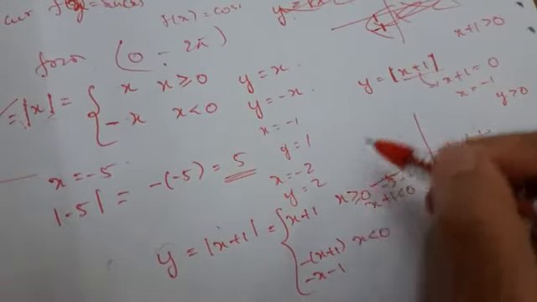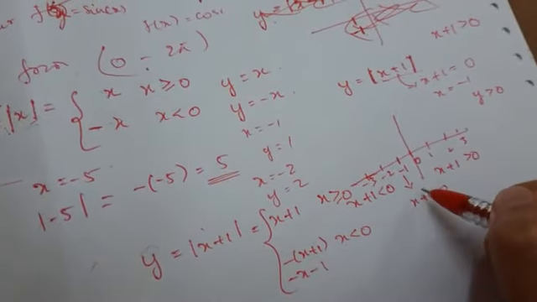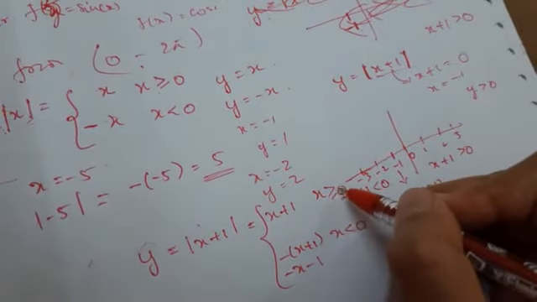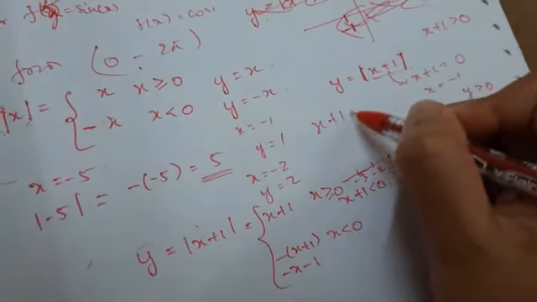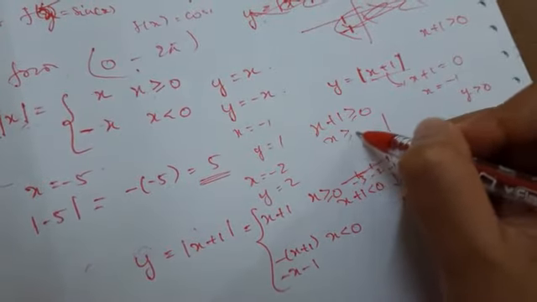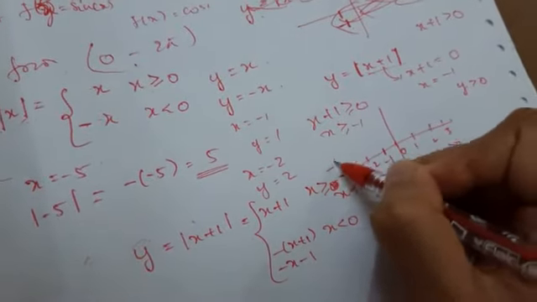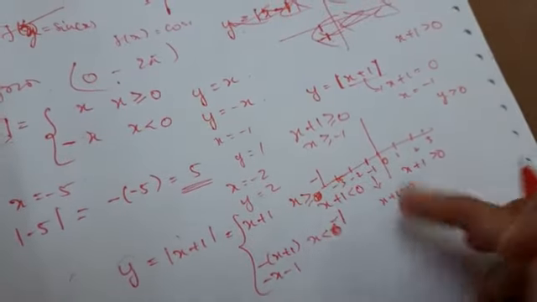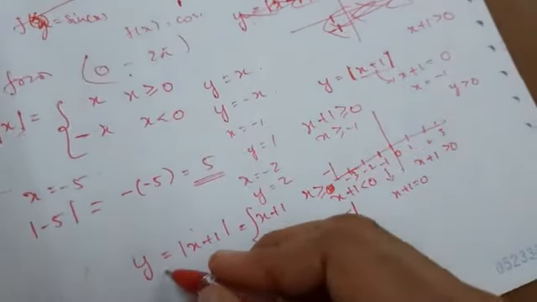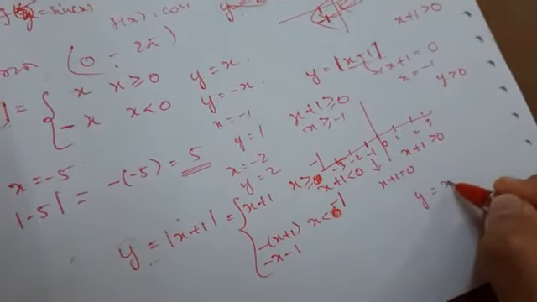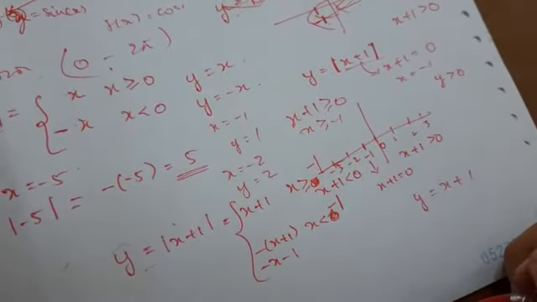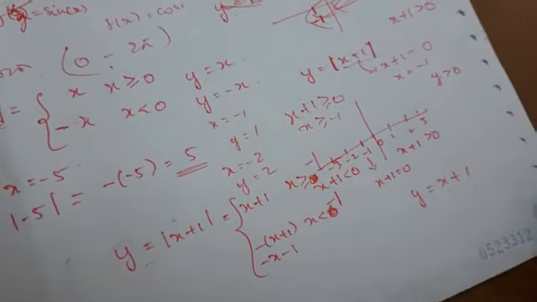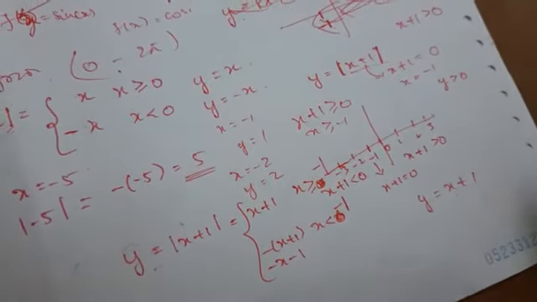So x plus 1 greater than or equal to 0 means what happens? x is greater than or equal to minus 1. So here it is x greater than or equal to minus 1, and x strictly less than minus 1. When x is greater than or equal to minus 1, what is our function? It is y is equal to x plus 1. If I put x is equal to 0, we get the value of y is equal to 1.